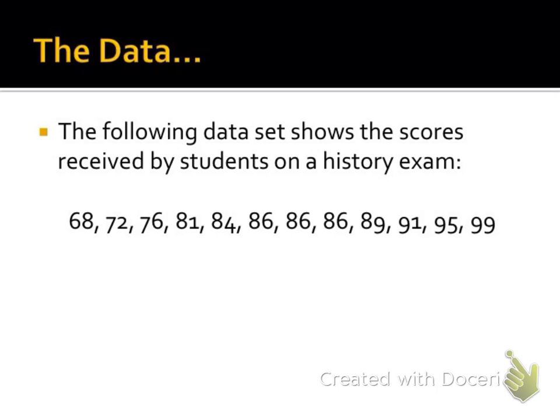So here's the data that we want to use. It says the following data set shows the scores received by students on a history exam. So you can see all of the scores listed there from 68 up to a high of 99. And we have a total of 1, 2, 3, 4, 5, 6, 7, 8, 9, 10, 11, 12 scores altogether. So that might come in handy later. Okay, 12 scores to use.